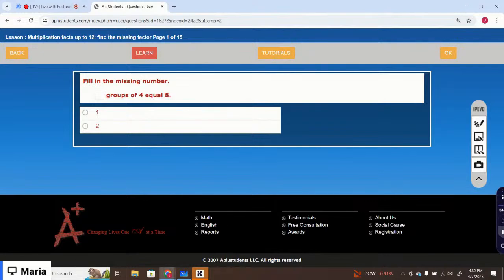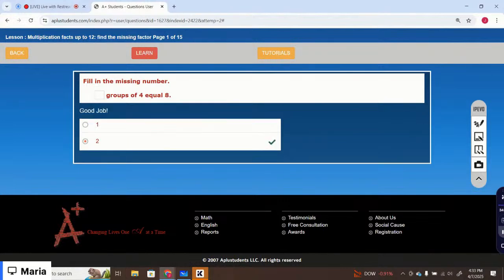Fill in the missing number. How many groups of 4 equal 8? That is 2 groups of 4 equals 8. 2 times 4 is 8. So 2 groups of 4 equals 8.